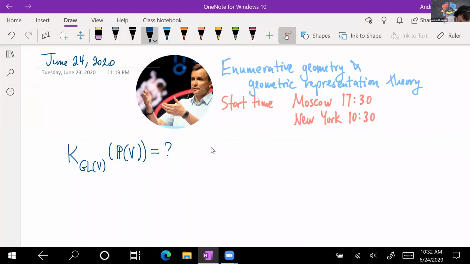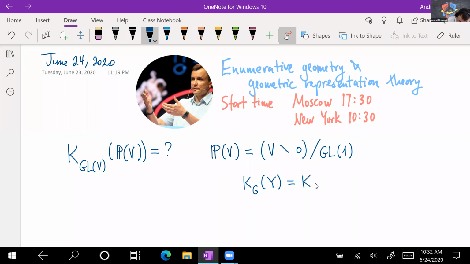So the first step is that the projective space we can write as a quotient. You take V, take out the origin, and mod out by GL1. And we discussed there's a general principle that if I'm taking a quotient by some group G, so if I have a free action of G on some Y, then the equivariant K theory of Y is the same as the ordinary K theory of the quotient. And if you have more groups that go along for the ride, there's a similar statement.